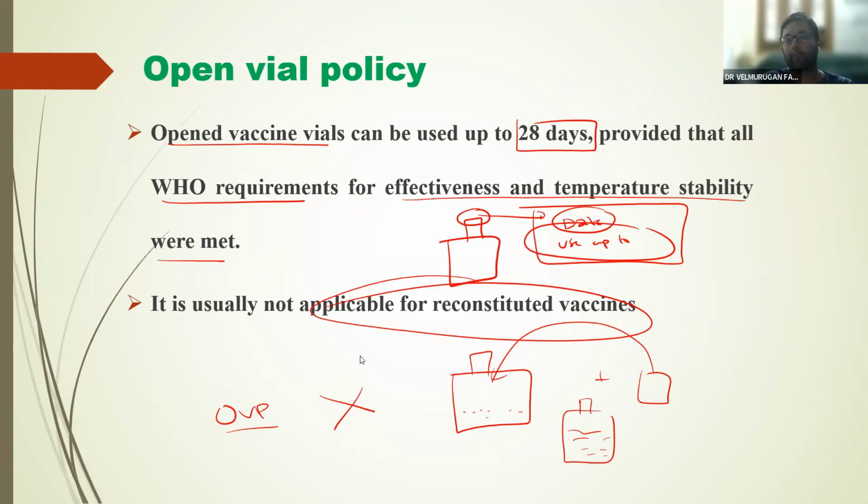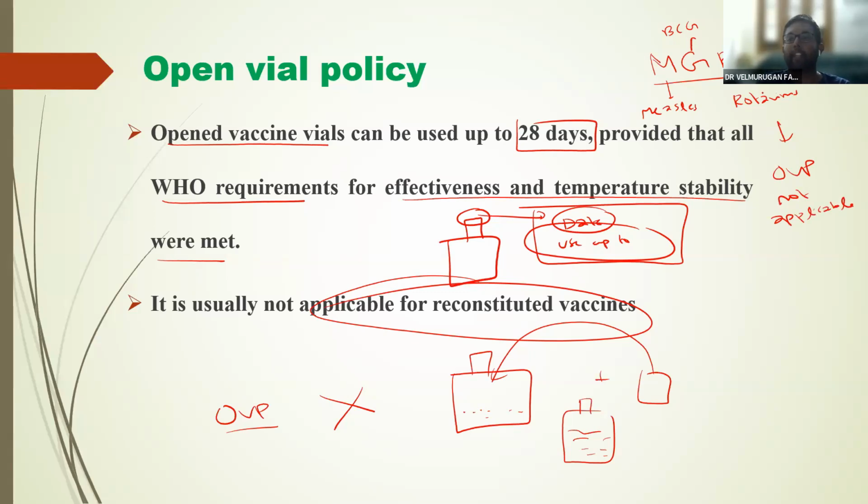So, what are the vaccines for which we will not use the open vial policy? That is MGRJ. So, what is this MGRJ? M stands for measles, G stands for BCG, R stands for rotavirus, J stands for JE, Japanese encephalitis. This is the MGRJ. For these vaccines, usually the open vial policy is not applicable.